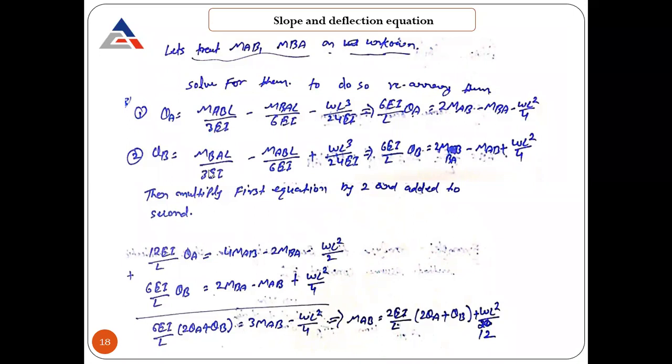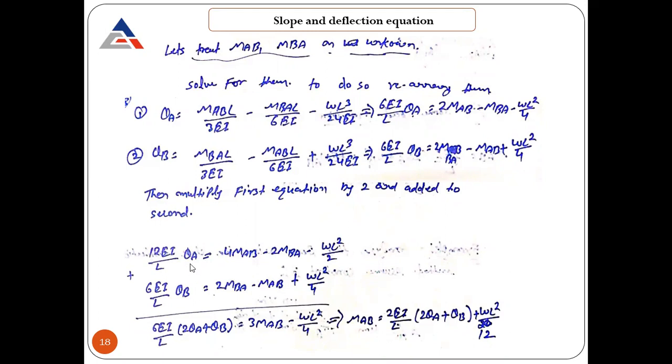And similar for the second also, do it and calculate. These are the values: MBA minus MAB plus W square by 4. Now for the simplification, always do it, either you need to multiply by 2, 3 or 4, whatever. Here I'm just multiplying the first equation by 2 and adding it to the second in this particular case, just the simplification way to do it. So one thing we need is to make it 0, so that's why I'm doing that.